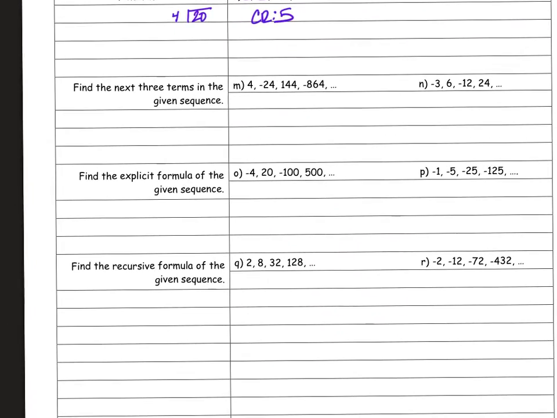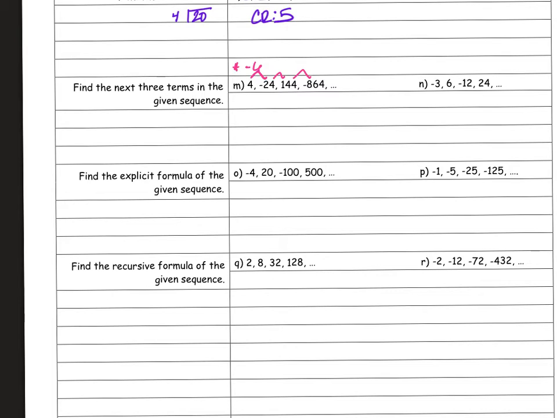Okay, guys, so we're going to find the next 3 terms in our sequence. That means I need to know what my common ratio is. So what do I multiply 4 by to get negative 24? And what do I multiply negative 24 by to get positive 144? And what do I multiply 144 by to get negative 864? Well, I know what I multiply 4 by to get negative 24. That would be negative 6.